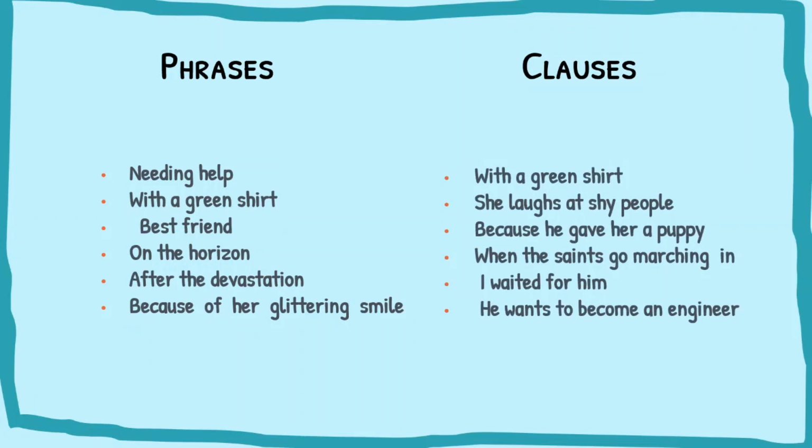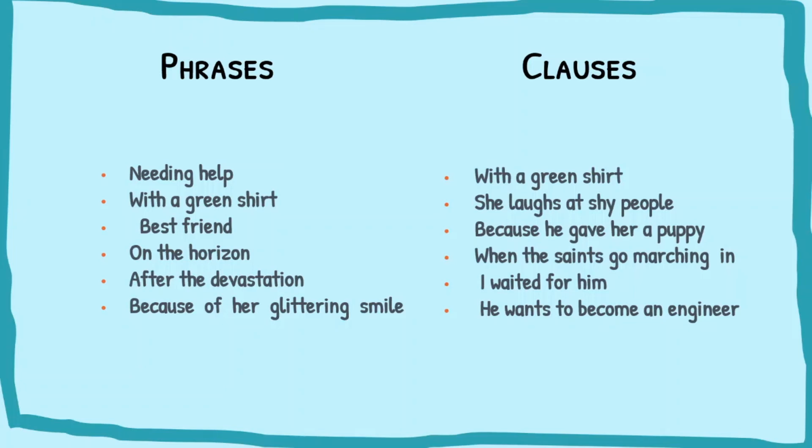With a green shirt, she laughs at shy people. Now, there is a slight difference between the first example and the second example of the clauses. With a green shirt is a dependent clause wherein we need something to complete it, and the second one is an independent clause. She laughs at shy people, because it holds to be complete. It's a complete sentence.